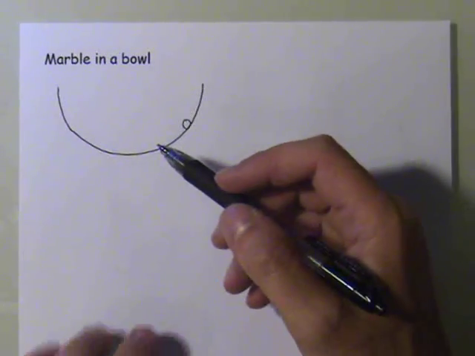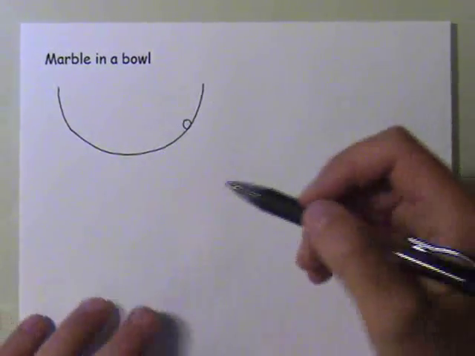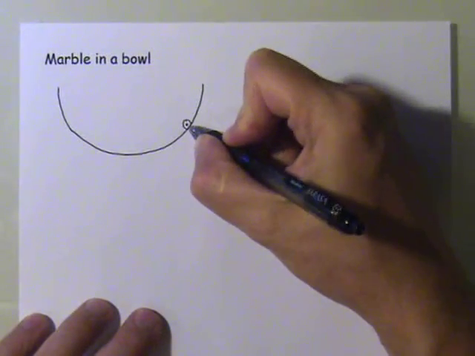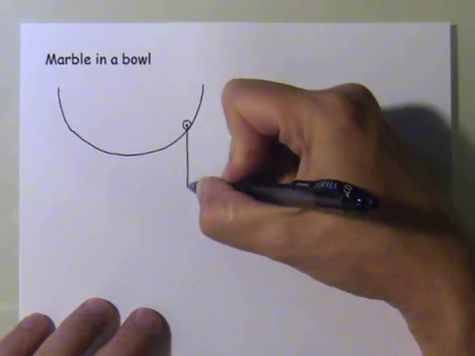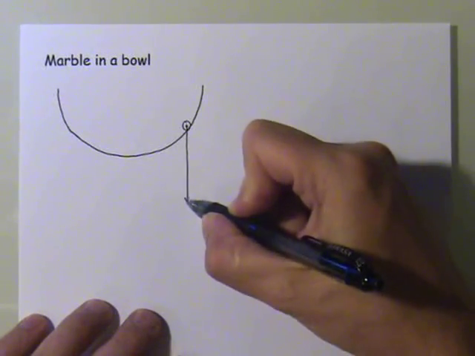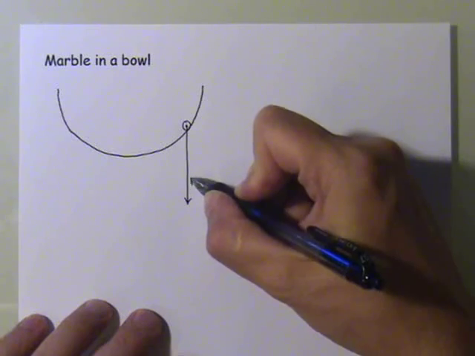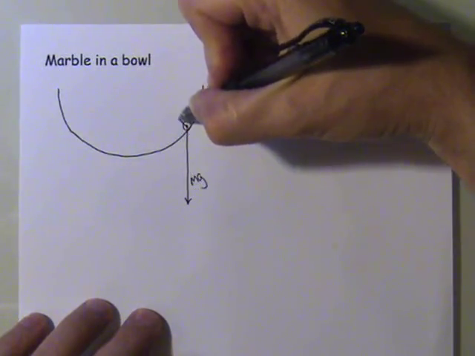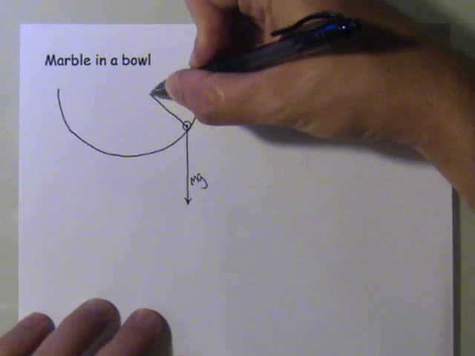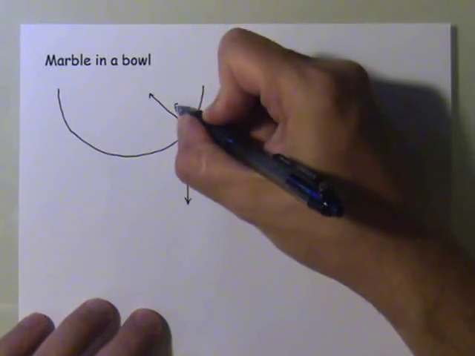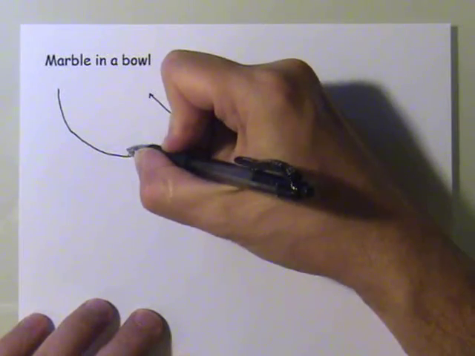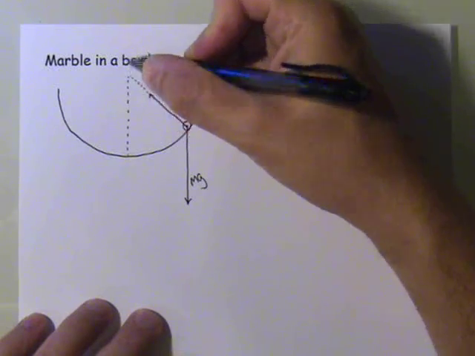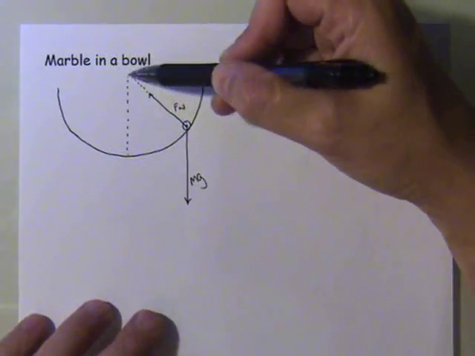We're going to see that this problem is essentially the exact same problem as the pendulum, just with a little labeling difference. One thing that's not going to change, though, is that there is a force, which is the weight, mg, and in this case there is a normal force, and that normal force points towards the center of the bowl.